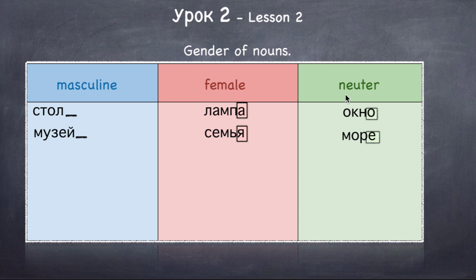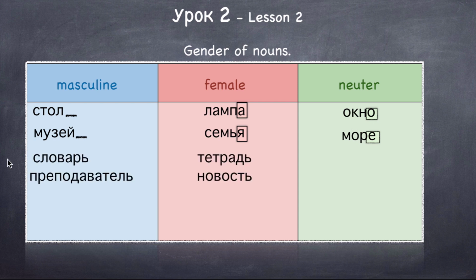Then we have also neuter nouns. Neuter nouns will have endings o for hard stems and ye for soft stems. Окно is a hard stem neuter noun. Море is a soft stem neuter noun. So why do we have to differentiate hard or soft? This is going to be important later as we decline these nouns. I will treat them a bit differently.